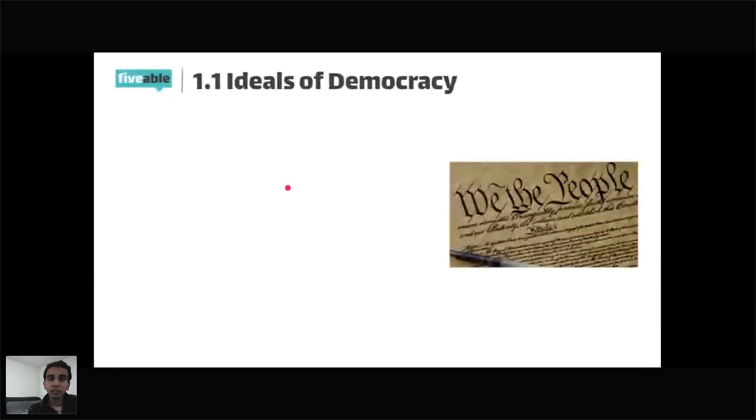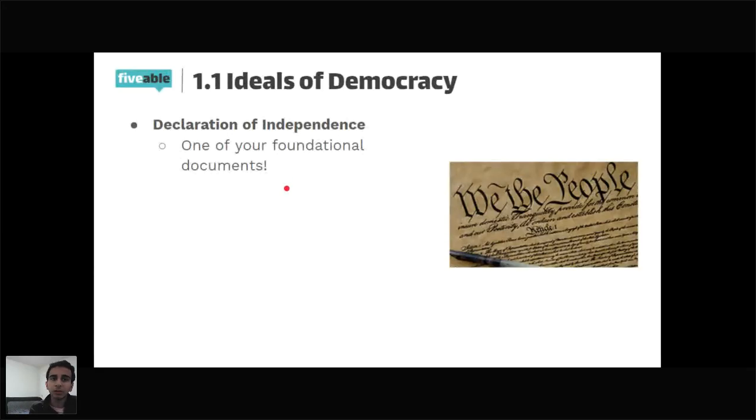Okay, so continuing with 1.1, the Declaration of Independence is one of your foundational documents. I believe there are 9 foundational documents that are covered on your AP exam, and those all pertain to the argumentative essay FRQ. In your argumentative essay, you're going to have to use some of these foundational documents as evidence. So that's why it's really important that you know them.